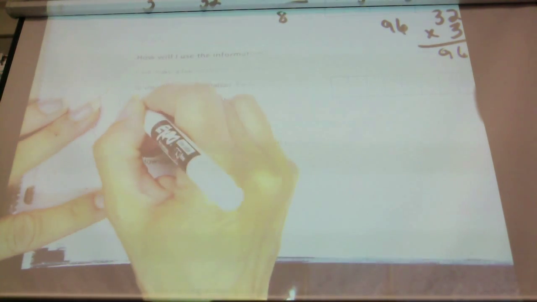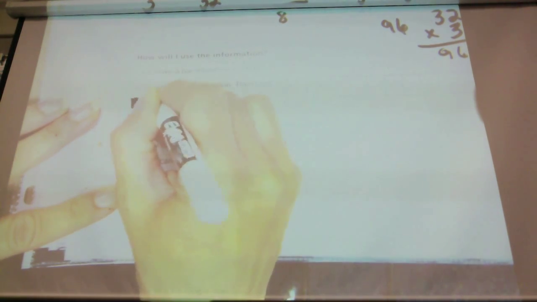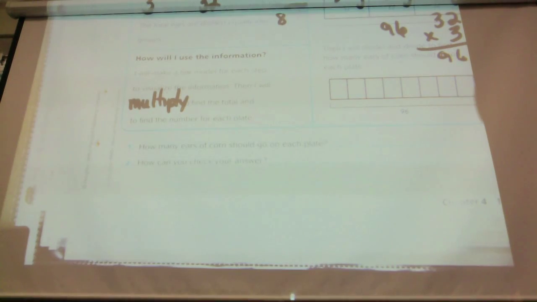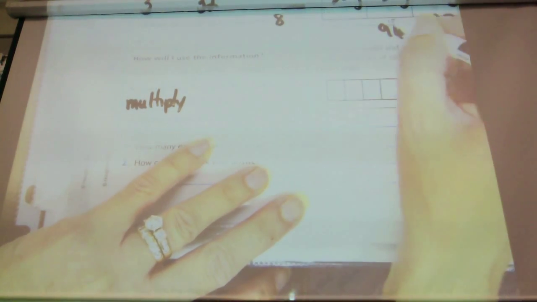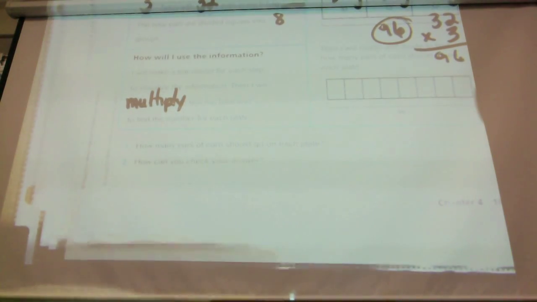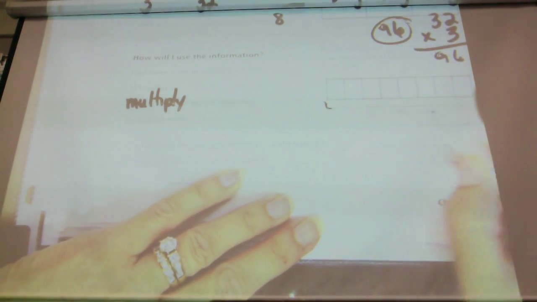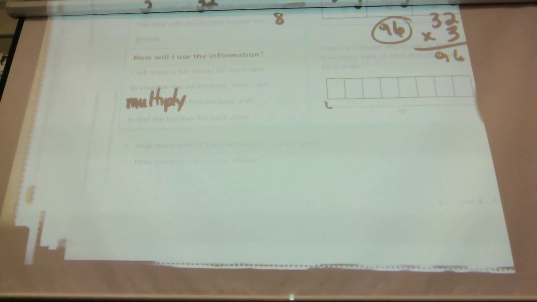We didn't finish this week. Then I will multiply to find out the total. And then what am I going to do to find out how much goes on each plate? So now I have the number 96, and I need to put them in. Here's the 96 right here. I need to put them into how many plates?